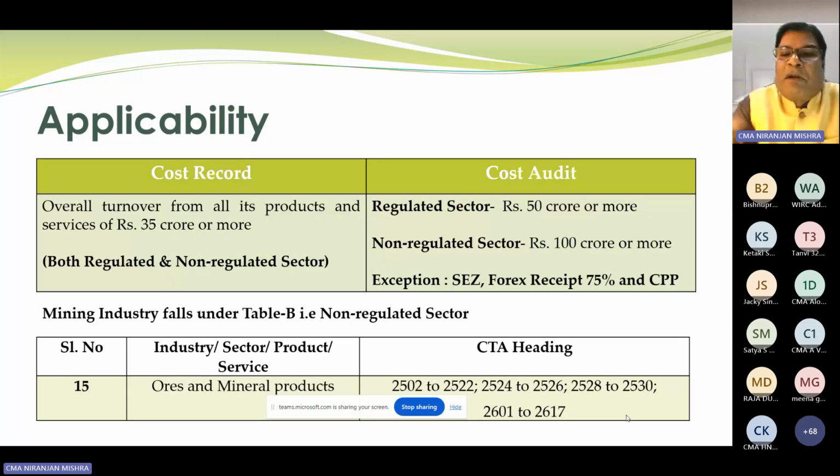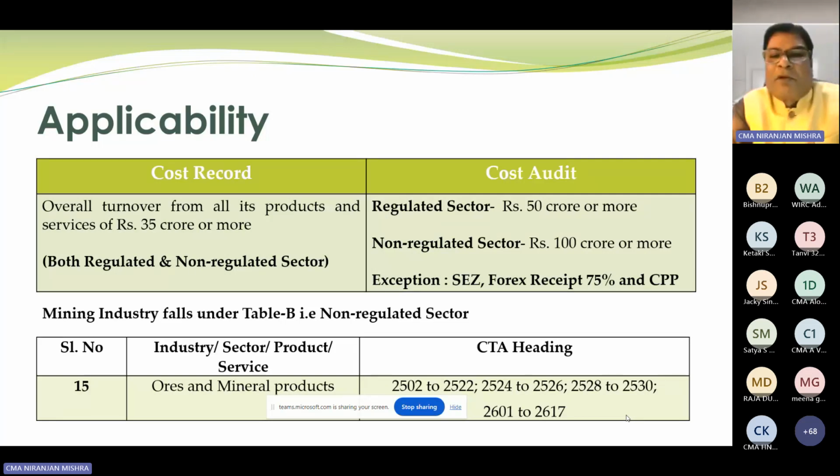Similarly, in the non-regulated sector, 35 crore is the covered product turnover and 100 crore is the total turnover. If both conditions are satisfied, that means the company has 35 crores turnover from the products covered under the cost audit, and the company's overall turnover is 100 crores or more, then the company is covered under the cost audit for the non-regulated sector.